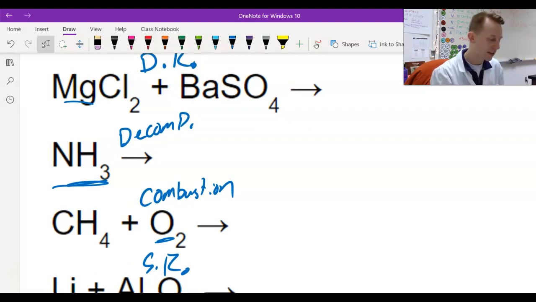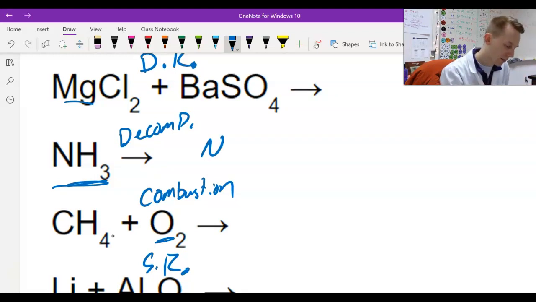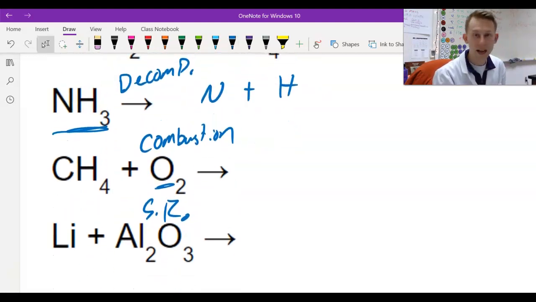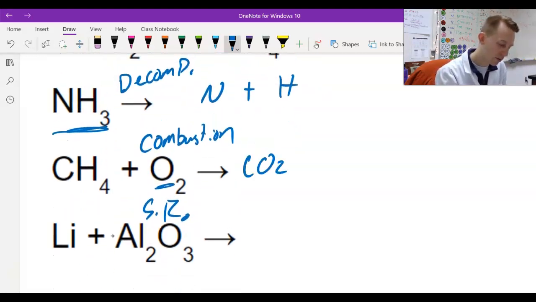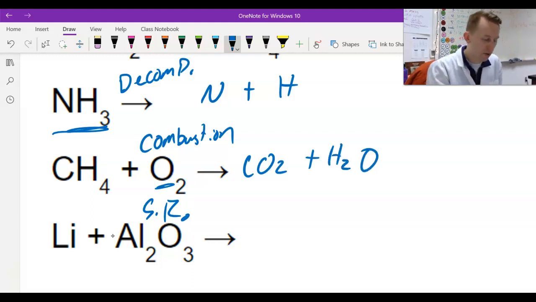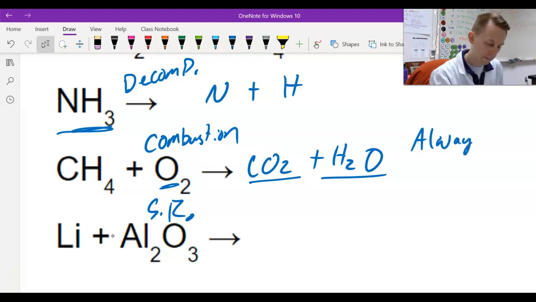The other one that's fairly easy is the decomposition. It's just one thing that becomes 2 things. So that's just going to become N and H. That's all you got to do for that one. Combustion, the products are always CO2 and H2O. Always. So if you know it's combustion, you know what the products are, because it's always CO2 and H2O.